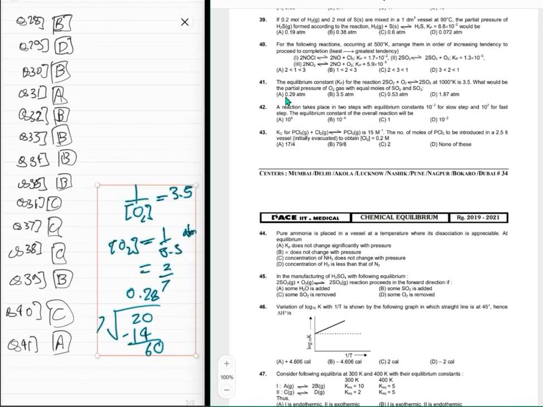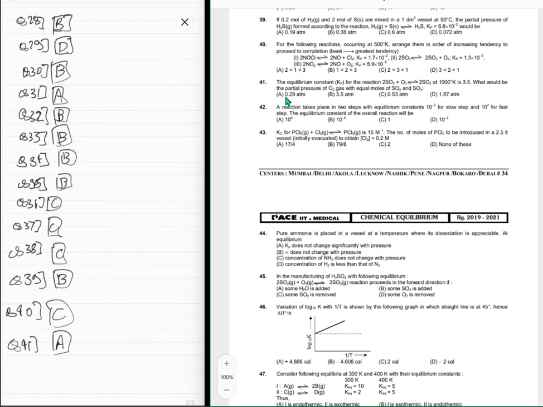42. A reaction takes place in two steps with equilibrium constants, this for the slow step and this for the fast step. The equilibrium constant of the overall reaction will be, oh wait, so equilibrium constants are given, then it doesn't make a difference if this is slow or fast. So it's just 10 power negative 2 plus 2, which is 0, so 1.